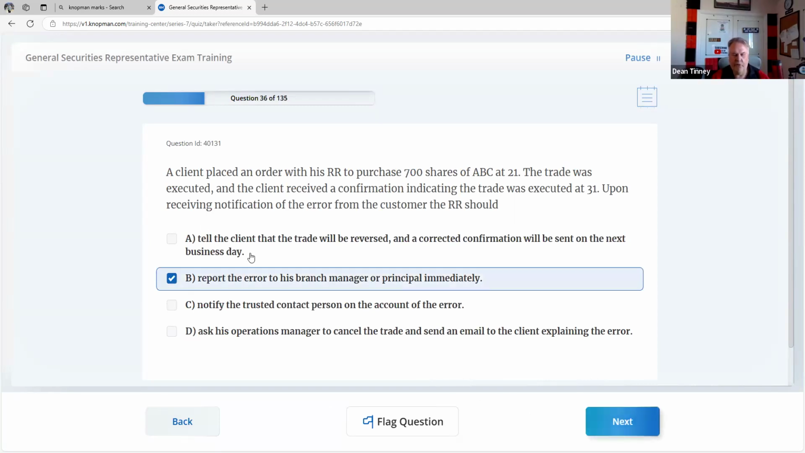You're ahead of the tutor again. I was looking for a question that didn't show, which is that error in execution, the brokerage firm is liable, error in report, the customer is obligated.